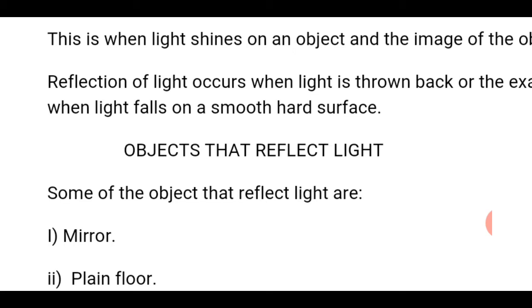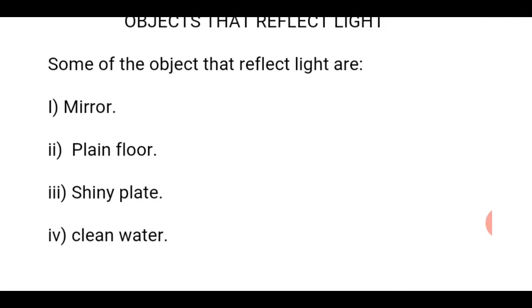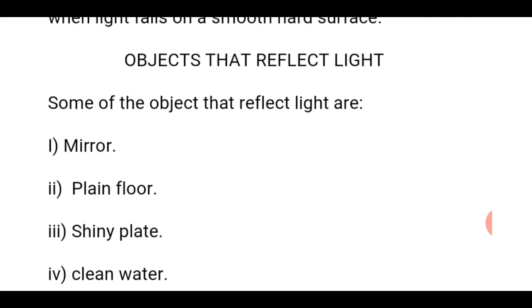When light is thrown onto you, it will be reflected on the earth surface, which is the floor, the plane floor. So we have some objects that can reflect light. I want to mention 4 of the objects that reflect light. They are mirror.